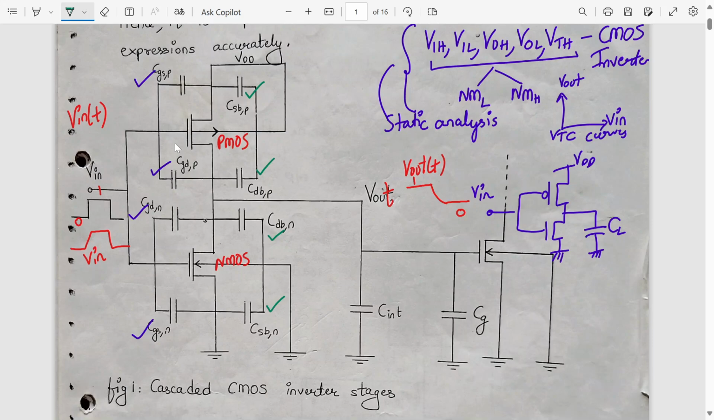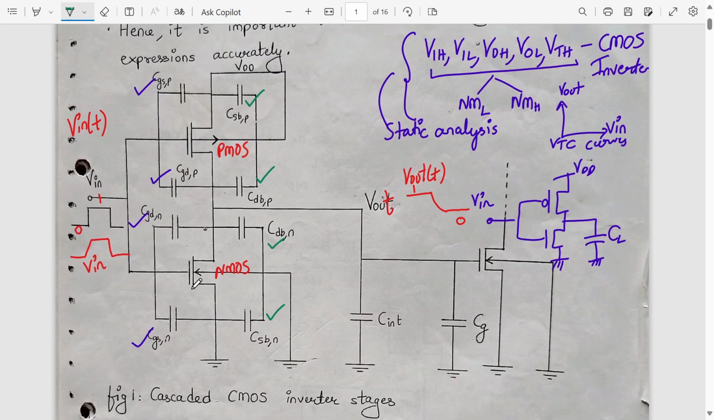And then CG. CG is due to the thin oxide capacitance over the gate area. So this is also present at the gate terminal. Cint is the lumped interconnect capacitance. What do we mean by lumped interconnect capacitance? We'll see shortly. Basically, all these capacitances will slow down our CMOS inverter. In short, how much slower, or what effect will it have on the delay or the output waveform? That is what we are going to see.